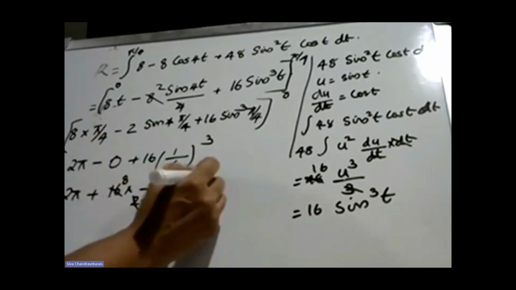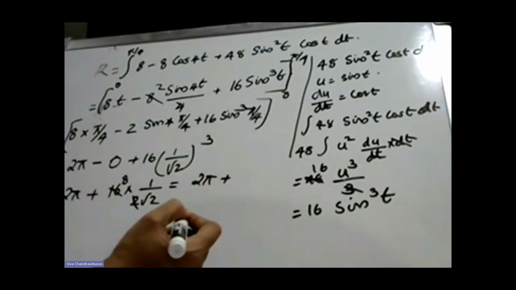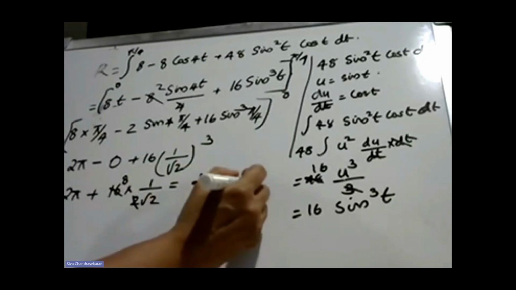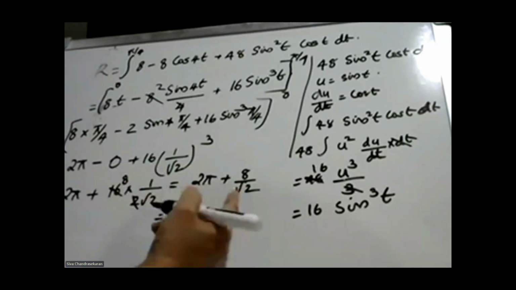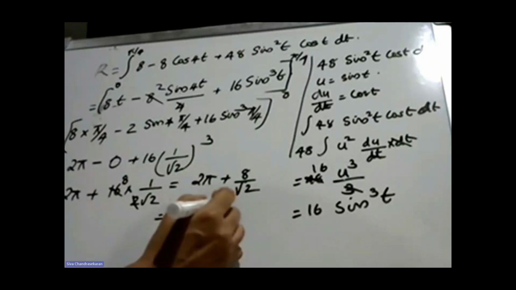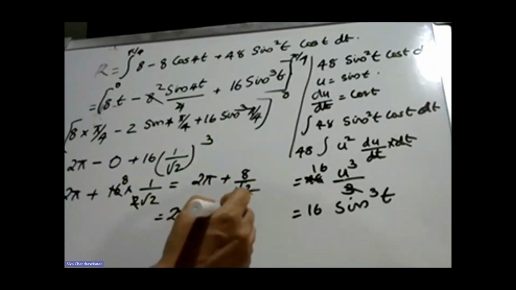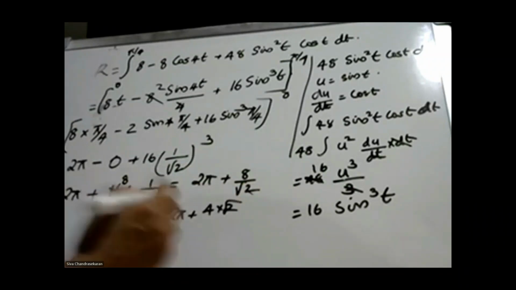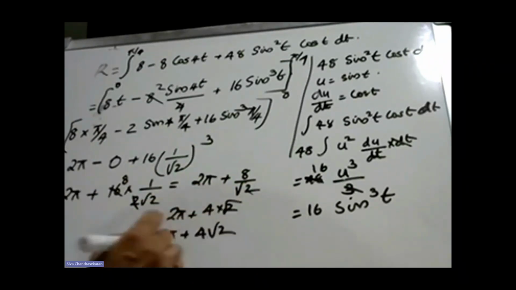So this is now 2 pi plus 8 over root 2, which is also equal to 2 pi plus, I can write this 8 as 4 times 2. 2 is root 2 multiplied by root 2, so that root 2 and root 2 cancel. So this is now 2 pi plus 4 root 2.